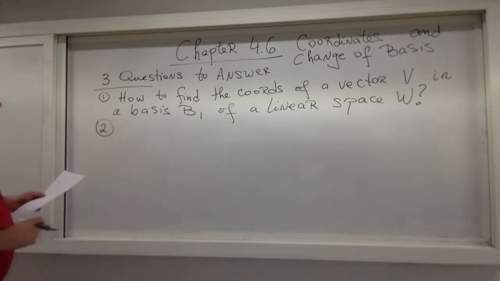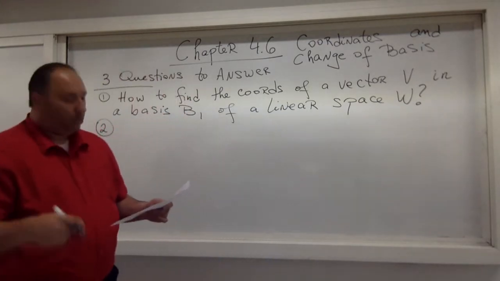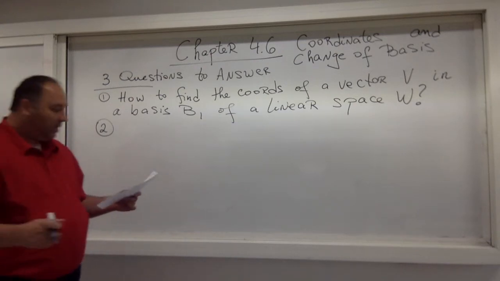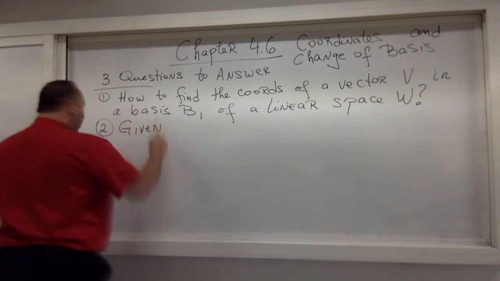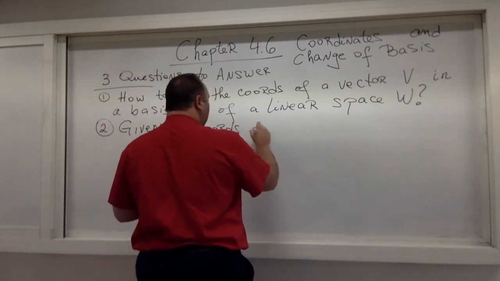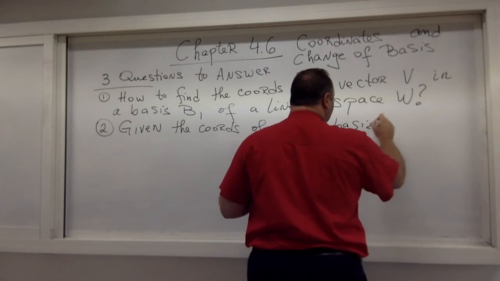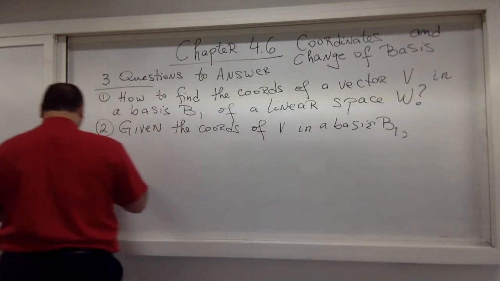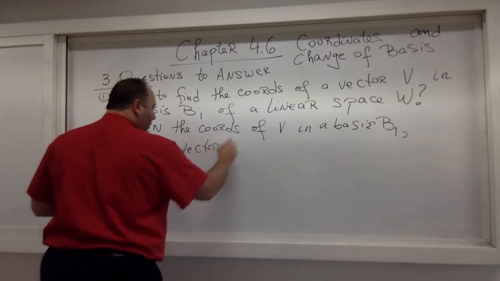Second question is an easier one actually. Given the coordinates of a vector in a given basis, the question is, who's the guy? What's the vector? How can I find it? Well, that one is even easier to answer. So the question is, given the coordinates of v in a basis B1, find the vector v.